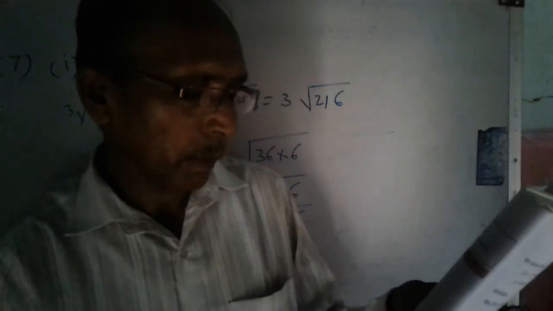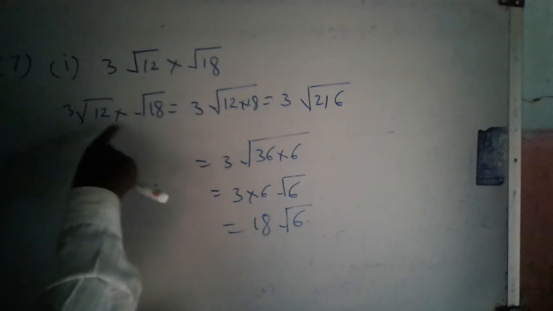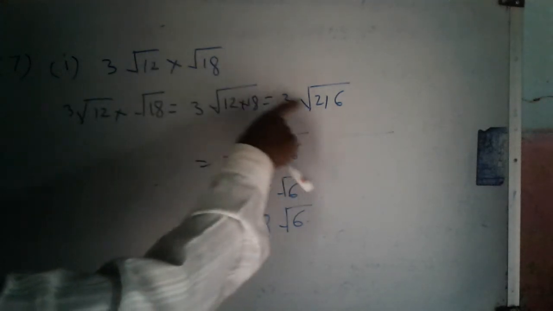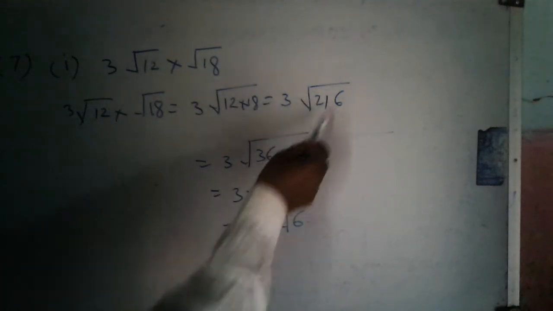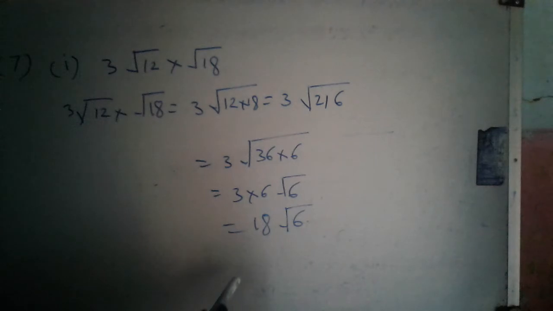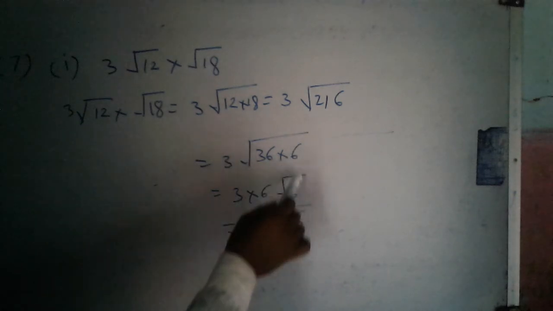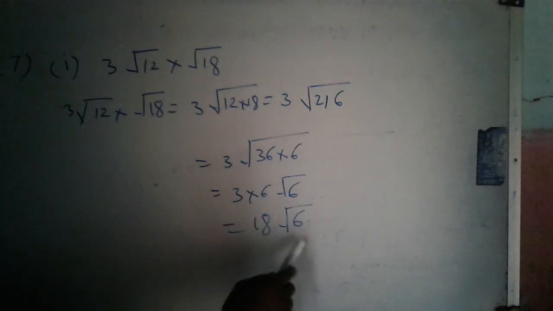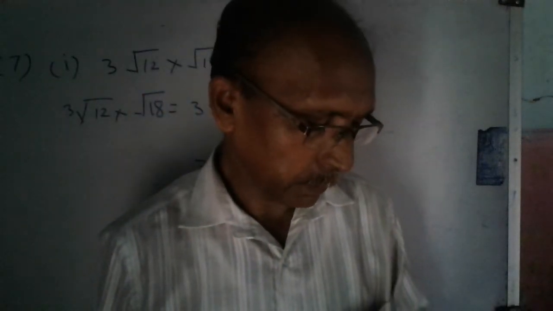Question number 7, example number 1, see again. 3 root 12 into 18. So here multiplication is 12 into 18, 216. So here we get 3 root 216. Now again we will simplify this. The factors of 216 are 36 and 6. Now 3 as it is. Take the square root of 36, 6, under root 6 as it is. And 3 into 6, 3 sixes are 18, root 6. This is the simplest form of this multiplication. Now remaining examples we can solve.